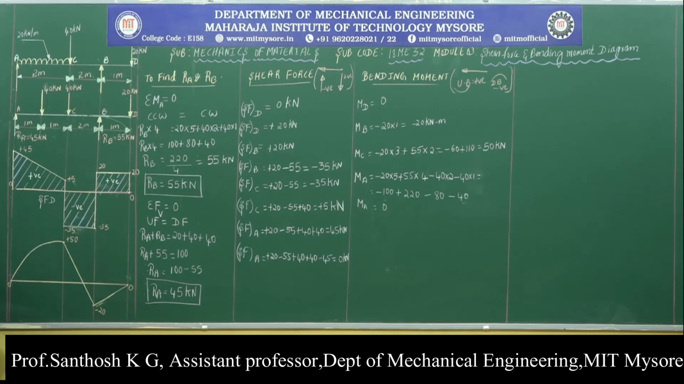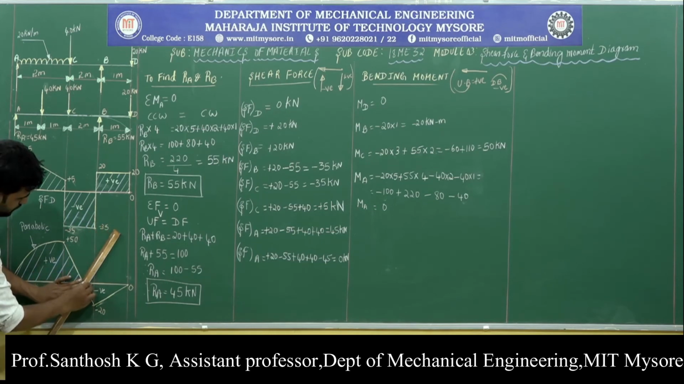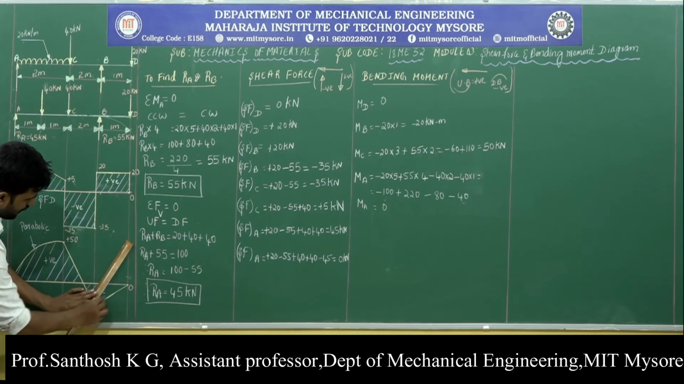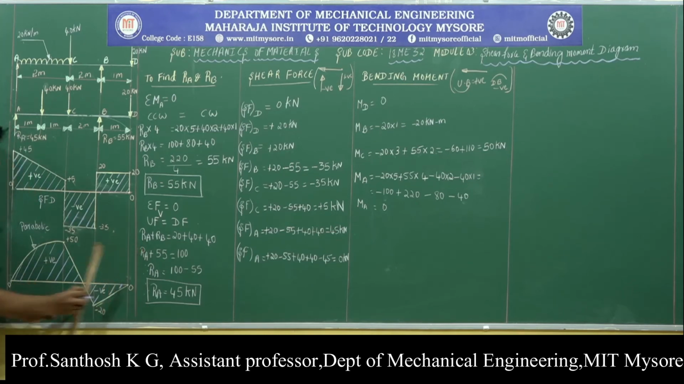This line is a parabolic variation in the region of UDL. So, the bending moment is having a positive value in this region and negative value in this region. This completes the drawing of the shear force and bending moment diagram for the given simply supported beam loaded as shown in the figure.